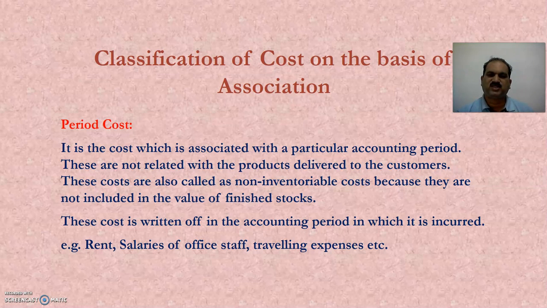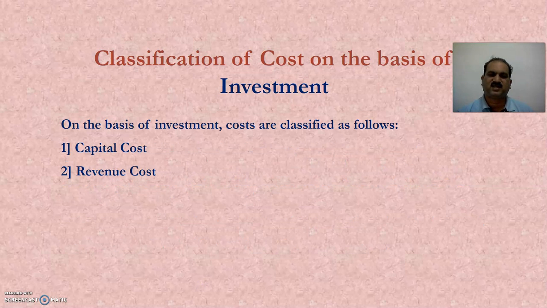It is the cost which is associated with a particular accounting period. These are not related with the products delivered to the consumers. These costs are also called non-inventoriable costs because they are not included in the value of finished stocks. This cost is written off in the accounting period in which it has been incurred. For example, rent, salaries to office staff, traveling expense, etc. Let's see classification on the basis of investment.